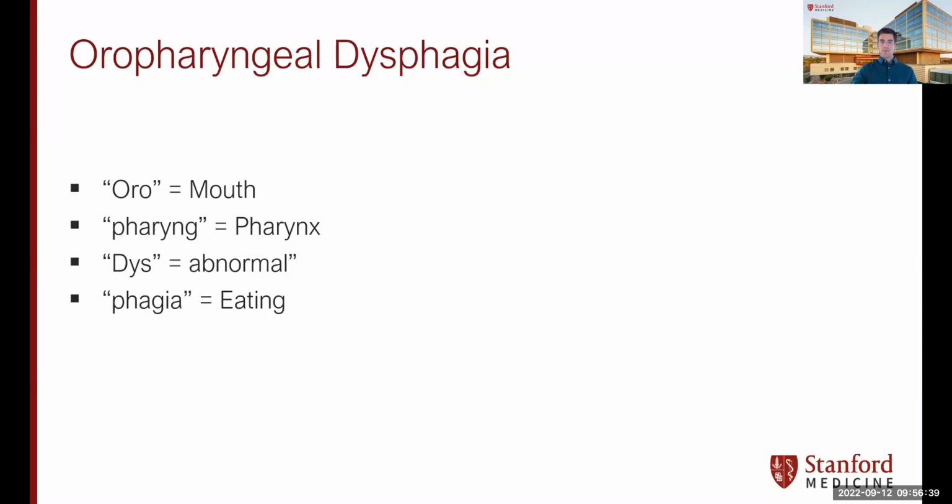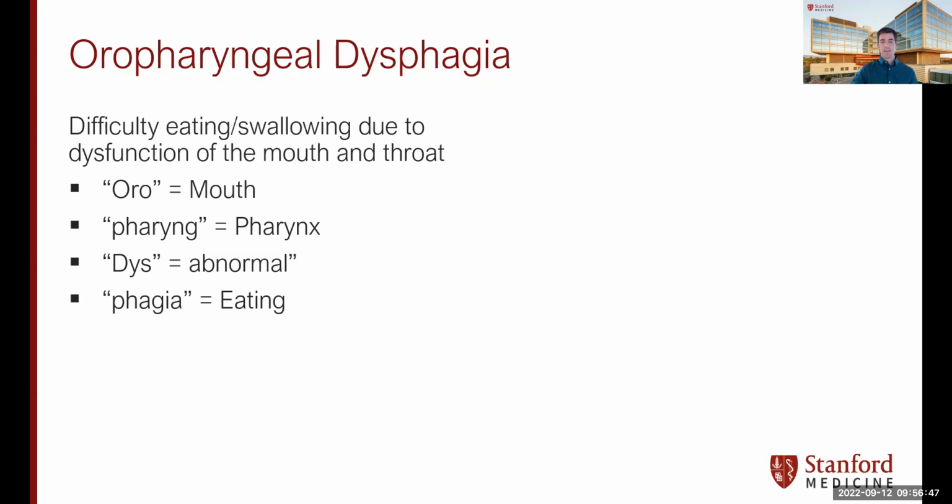Yeah. So this is a good example. So oro is mouth, pharynx is pharynx, dys is abnormal, phasia is eating. So oropharyngeal dysphagia is a much more specific term. So dysphagia with a G is difficulty eating.